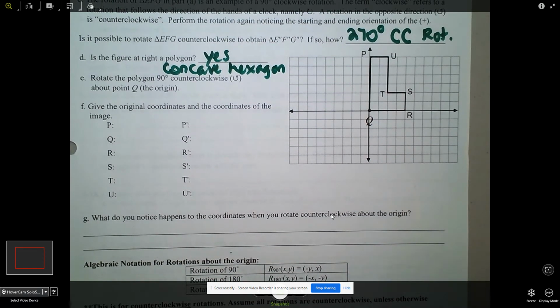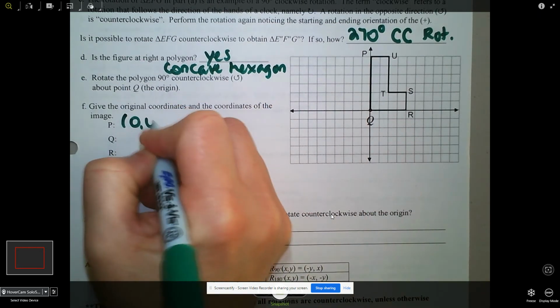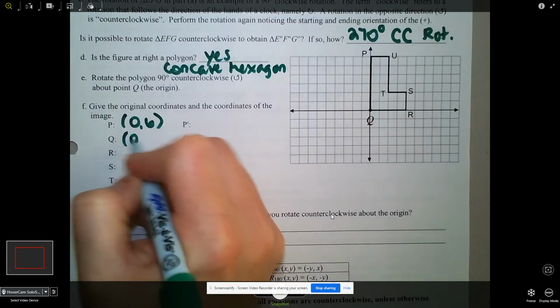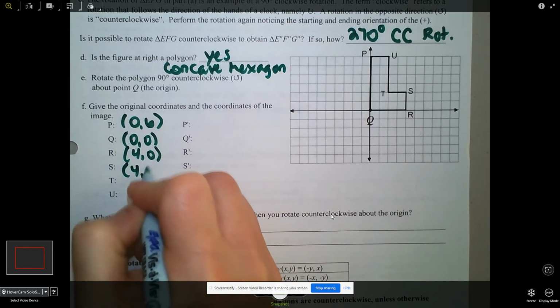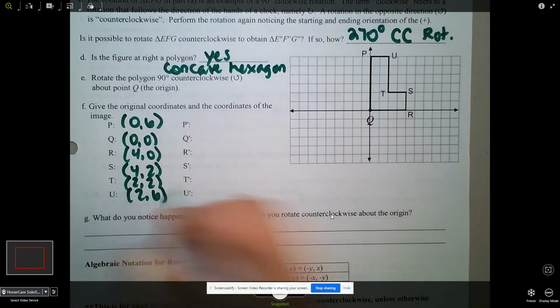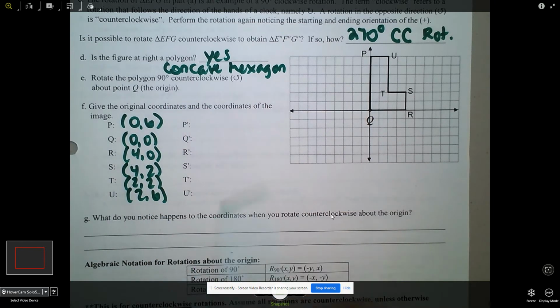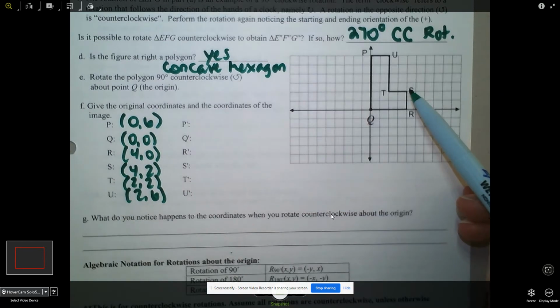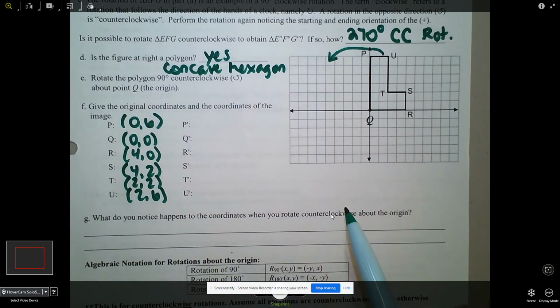Give the original coordinates and the coordinates of the image of a 90-degree counterclockwise rotation. So let's just start with the original. The points that are on here: P is (0, 6), Q is the origin (0, 0), R is (4, 0), S is (4, 2), T is (2, 2), and U is (2, 6). Now, if we want to rotate it 90 degrees counterclockwise, the first thing we want to do is say, right now it's in quadrant 1. If it goes counterclockwise, it's going to end up over here in quadrant 2.